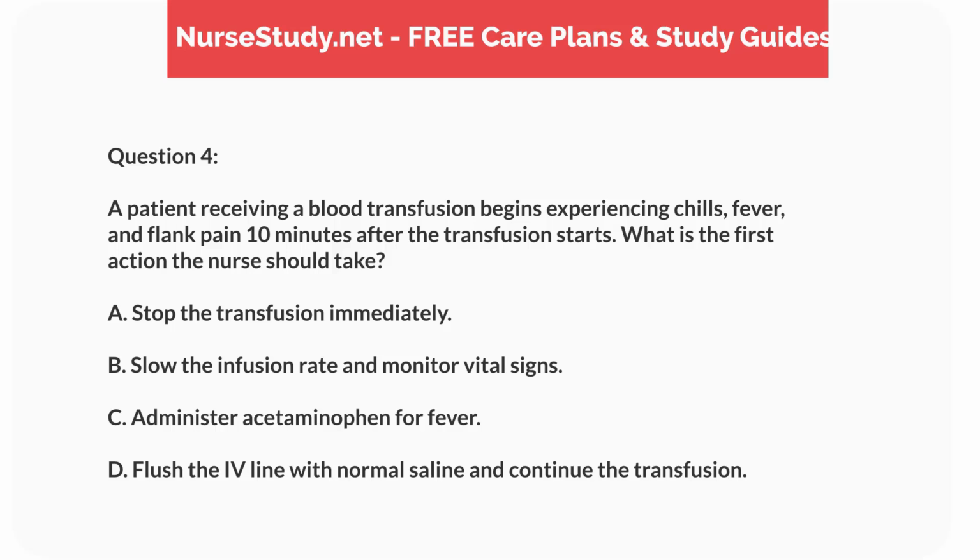Question 4. A patient receiving a blood transfusion begins experiencing chills, fever, and flank pain 10 minutes after the transfusion starts. What is the first action the nurse should take? A. Stop the transfusion immediately. B. Slow the infusion rate and monitor vital signs. C. Administer acetaminophen for fever. D. Flush the IV line with normal saline and continue the transfusion.